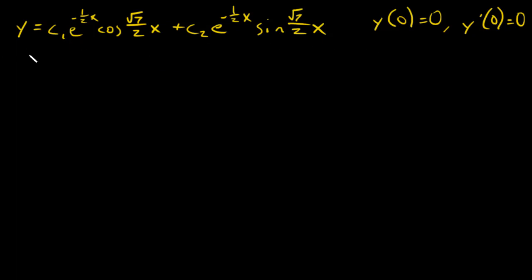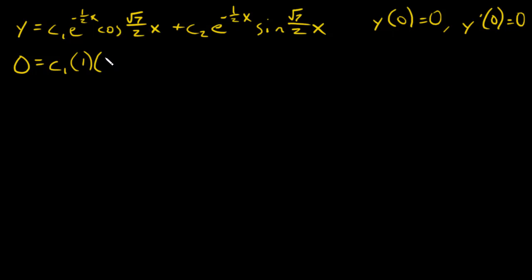So let's do the first one. If I do that, I'm going to get 0 equals, all I have to worry about is sine of 0 is 0, so this whole term is going to go away. I'm just going to be left with this. So it's going to be c1 times, this is going to be e to the 0, which is a 1.